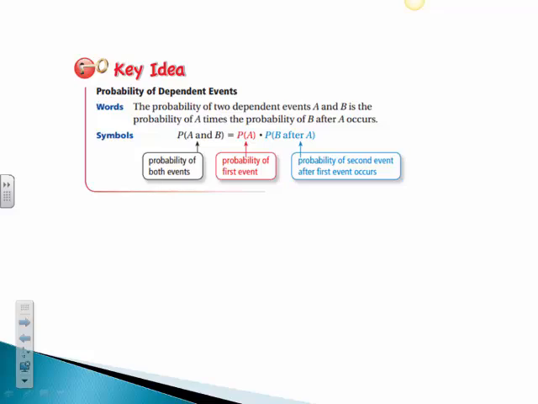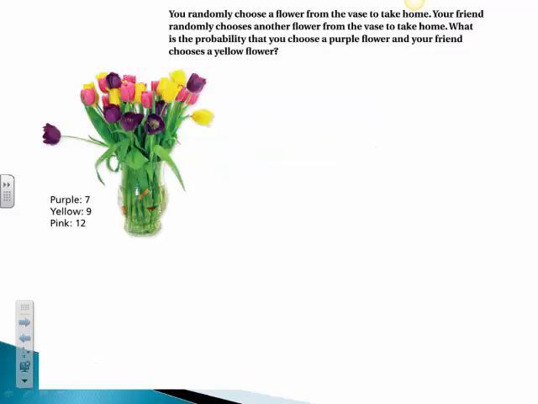Now, it's very similar, but it's a slightly different formula for finding the probability of two dependent events. When they're dependent, when one is affected by the other, you take the probability of the first event times the probability of the second event after the first event has already occurred. That means the total number in your denominator will change. Sometimes your numerator will change as well, but your denominator will always change. So let's do an example.